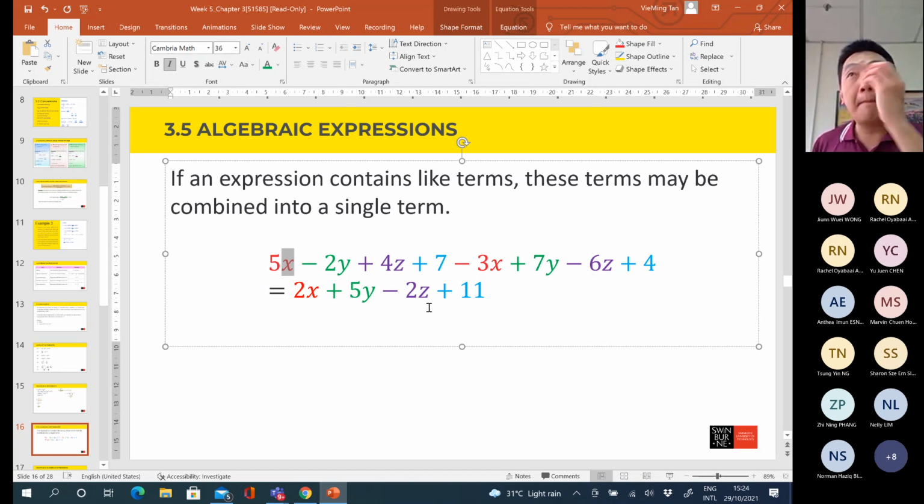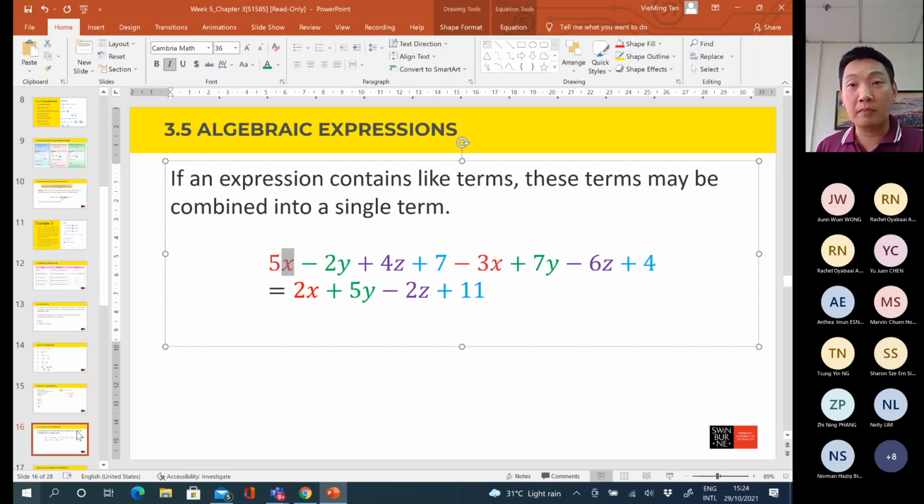Okay, lastly, number. Number we put at the back. The number without any variable. Variable means like x, y, z. So for these two are numbers. Same species, combine them, they'll get positive 11. This is the simplest format. So don't simplify anymore. This is the simplest one.